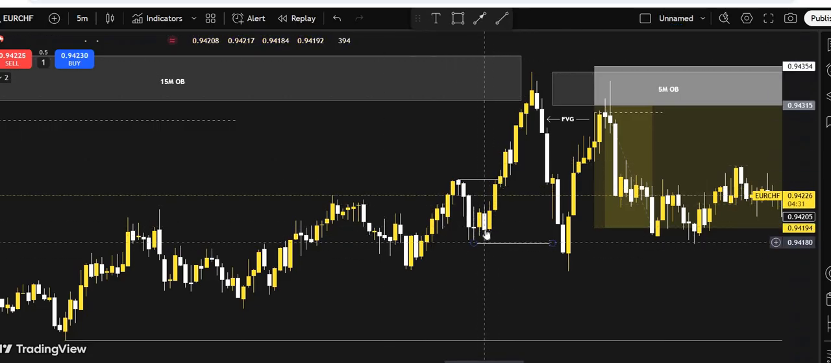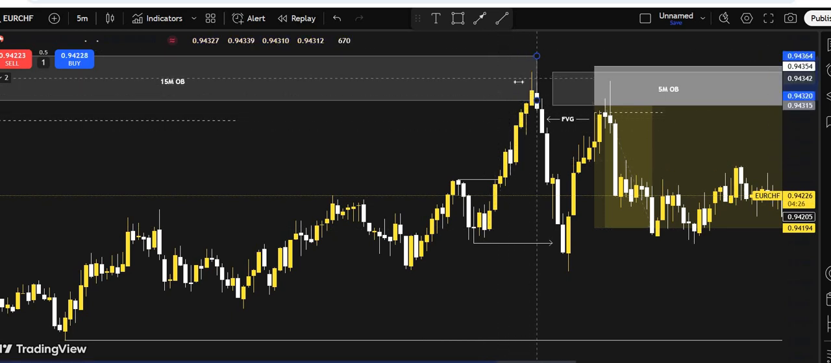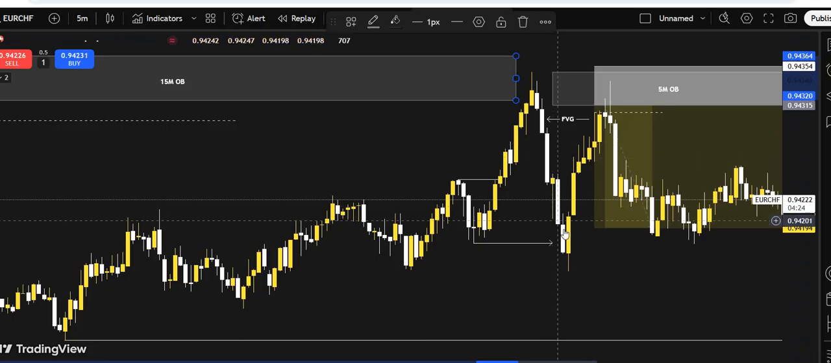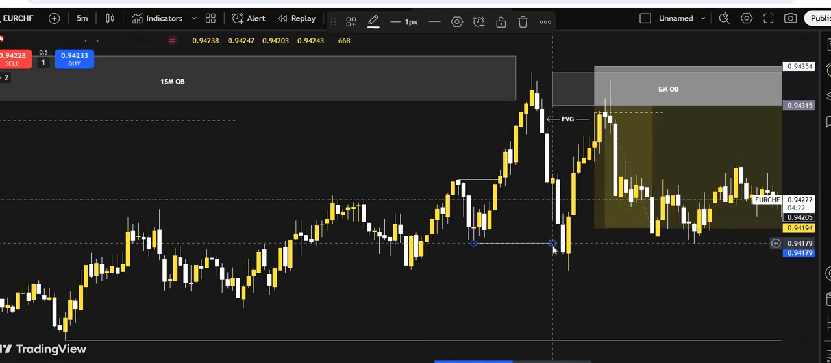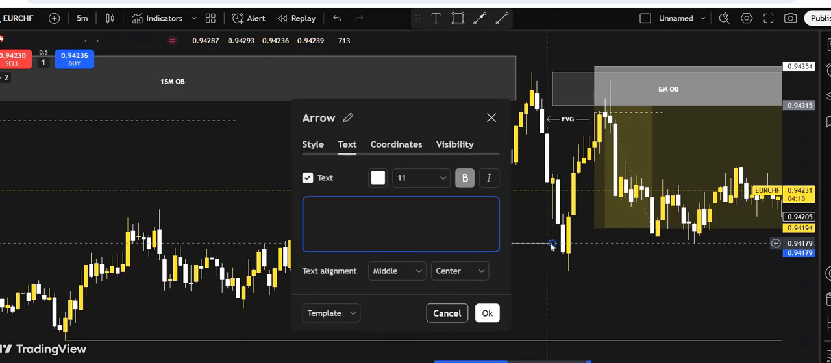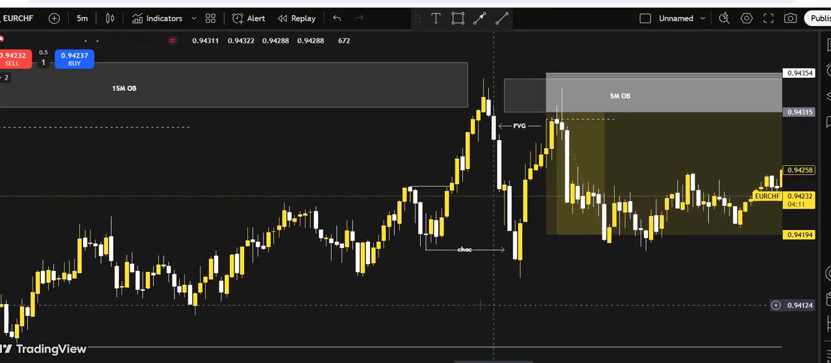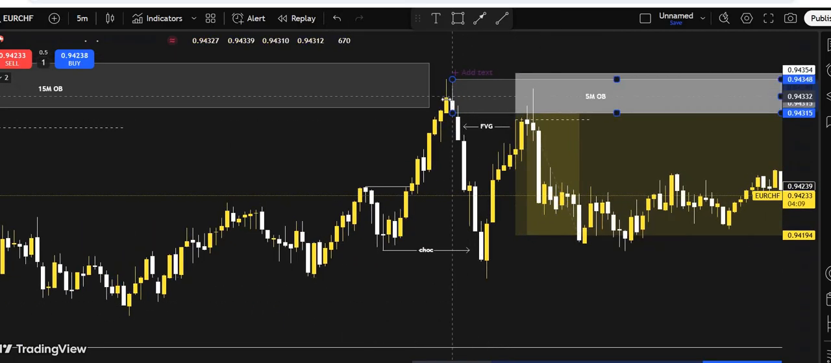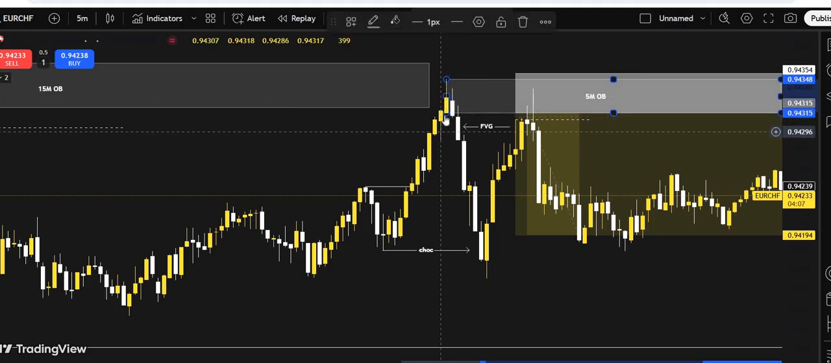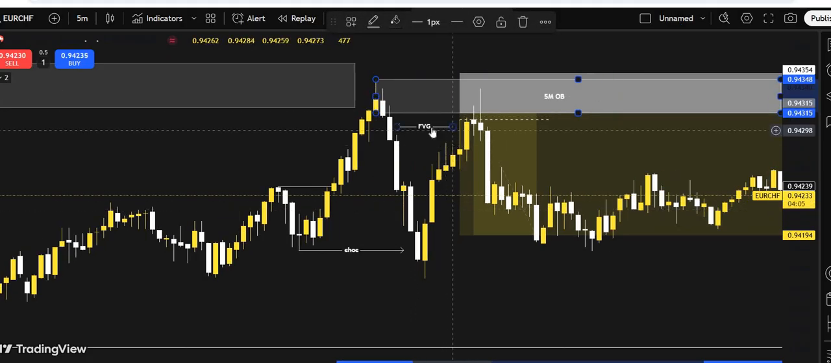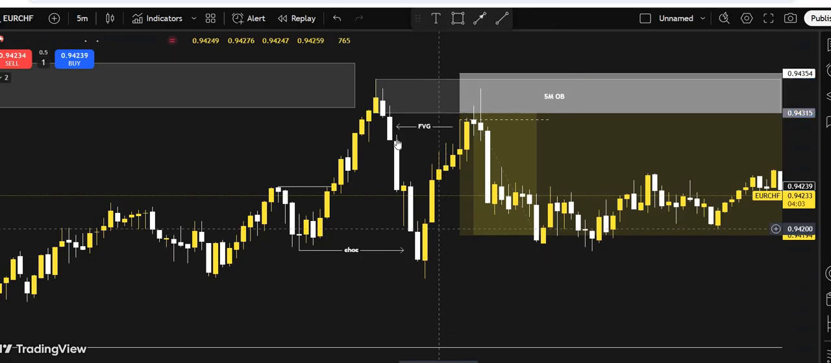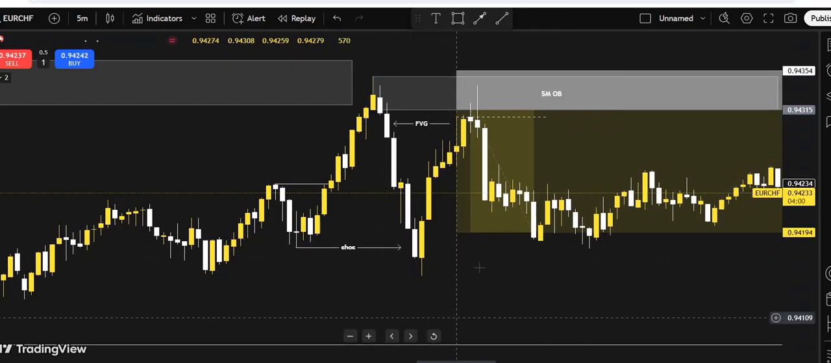After we mitigated this order block, we sold very massively to the low side, and we changed character right here. This was our change of character to the downside, right? We left this order block, the last buy candle before we started selling, which had a fair value gap, and of course, a very massive sell.